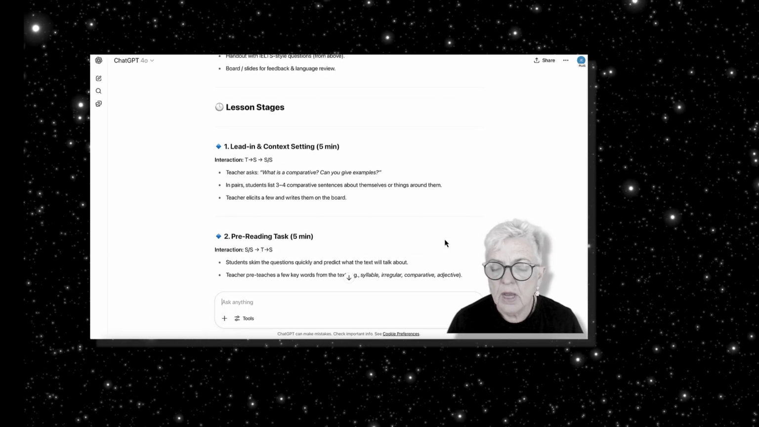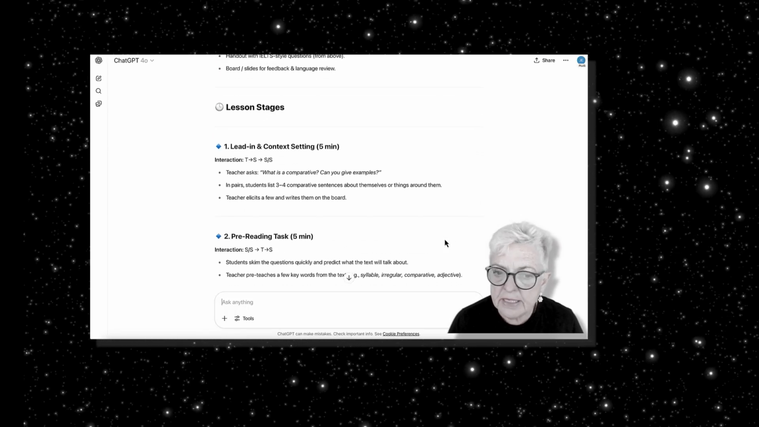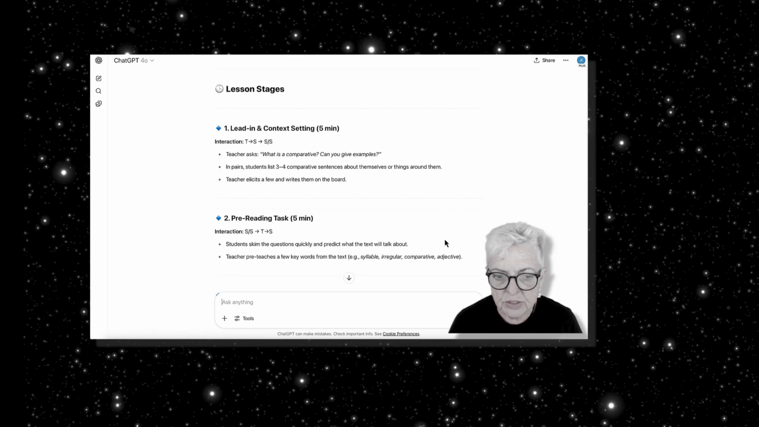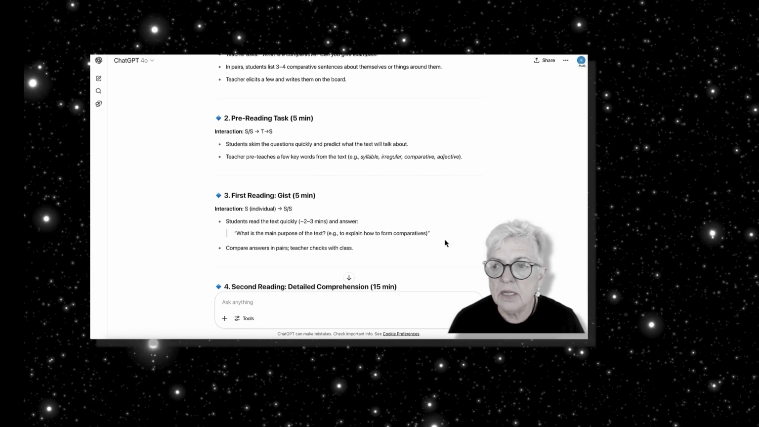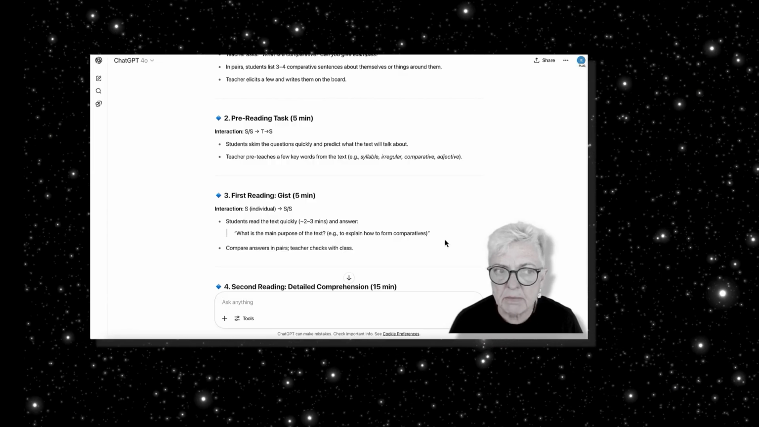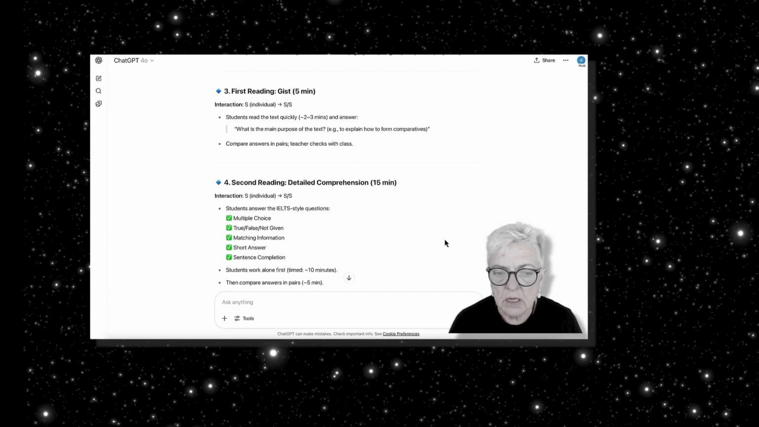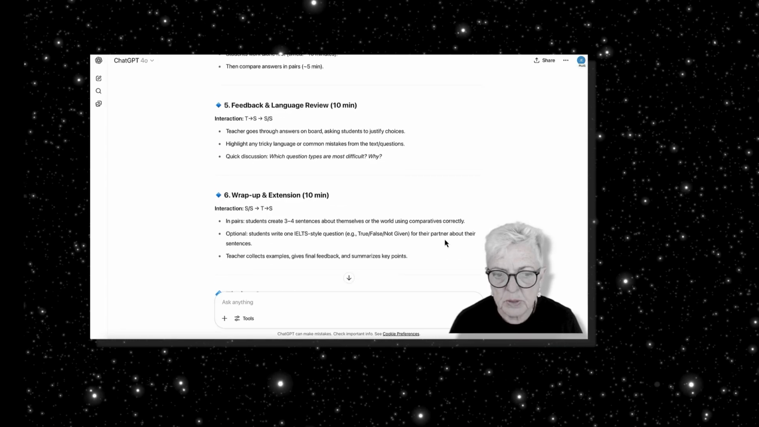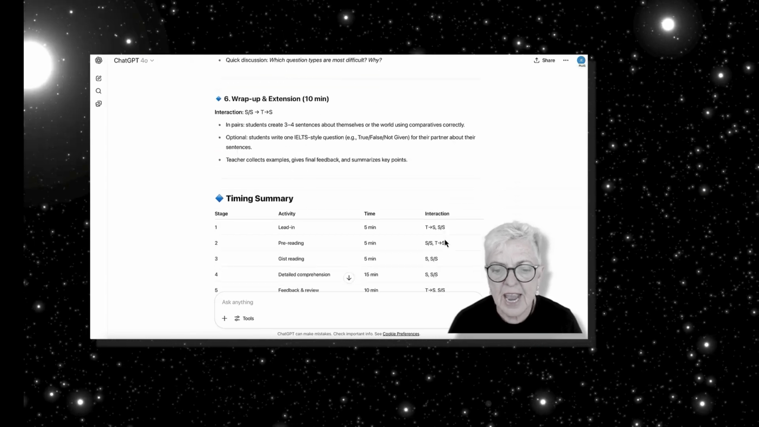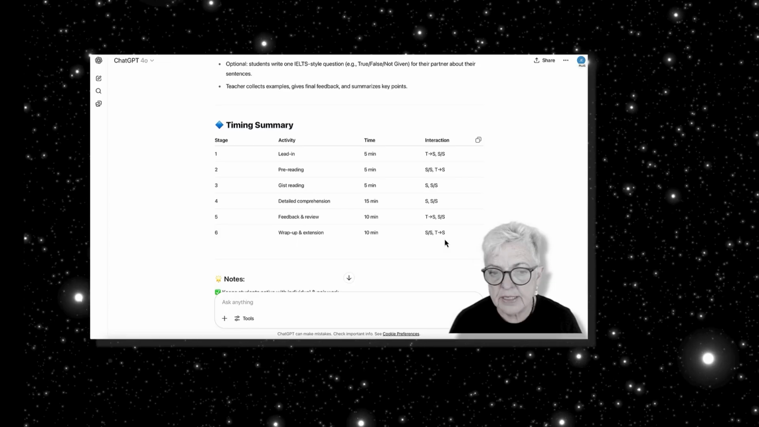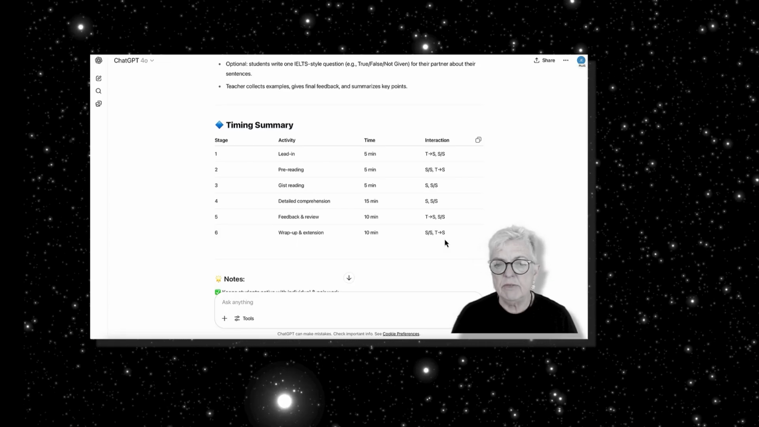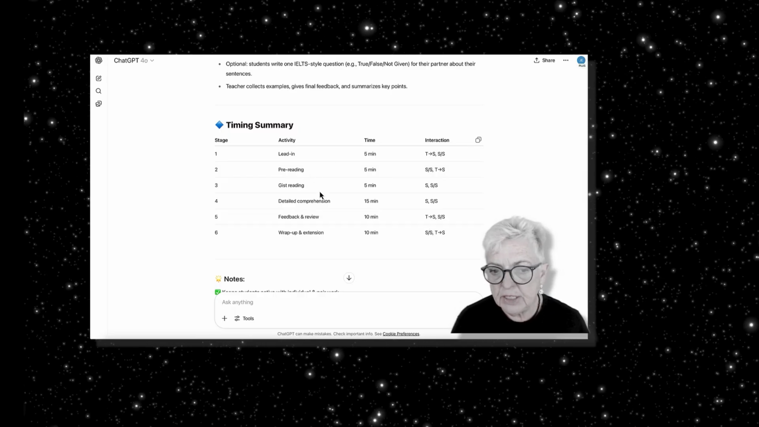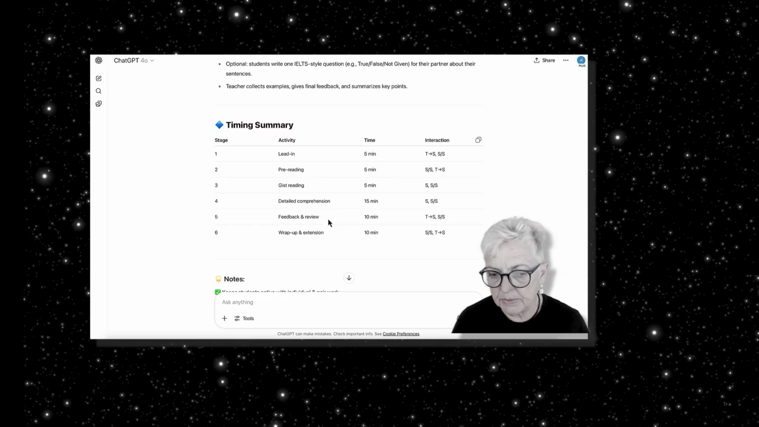Okay. So it didn't take my reading text, it took the text about comparatives. Interesting. So that teaches me how to be quite specific in my questions to the ChatGPT. But it's still created a reading lesson, and it's a good reading lesson. It's got a lead in, pre-reading, gist, detailed, and follow-up.